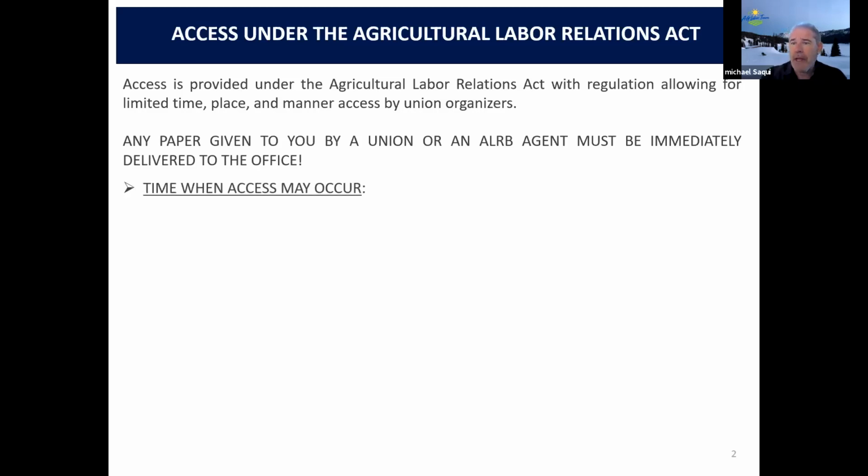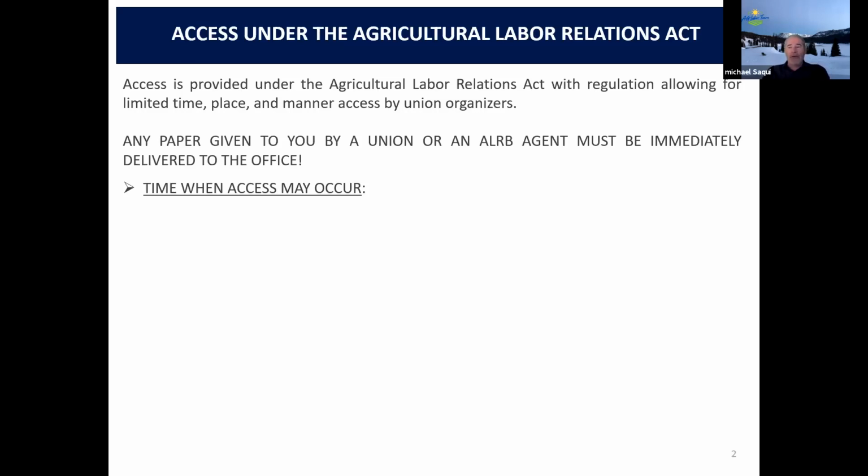So initially, we don't consider a notice of intent to take access activated until a few things happen, okay? First, it's got to be filed with the Agricultural Labor Relations Board. Then it's got to be served upon the grower. Now, it can be served upon the grower and still not be active. And the way that you know something is active is it's been properly served.